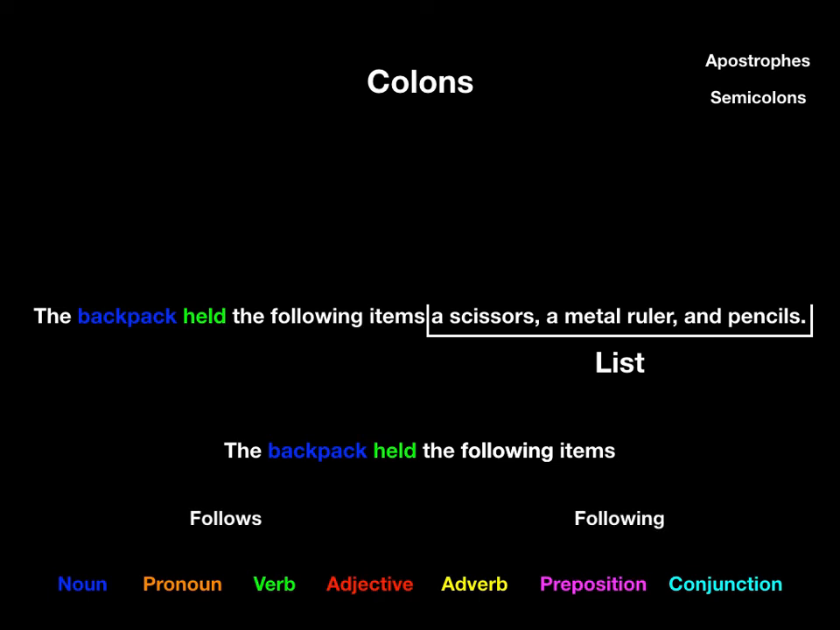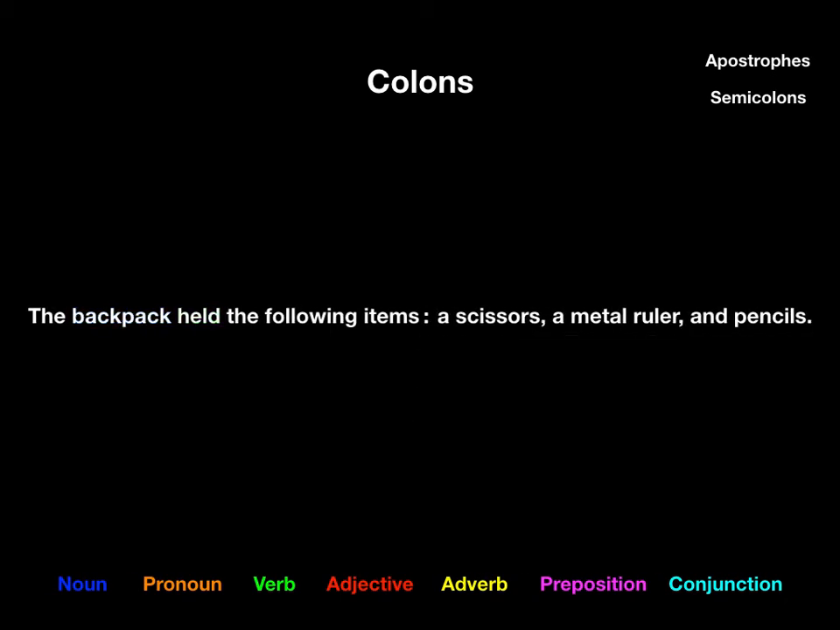These two words denote an exception to our complete thought rule. If you have a sentence that possesses following or follows, we will place a colon before our list. Our final sentence would then read, the backpack held the following items: a scissors, a metal ruler, and pencils.